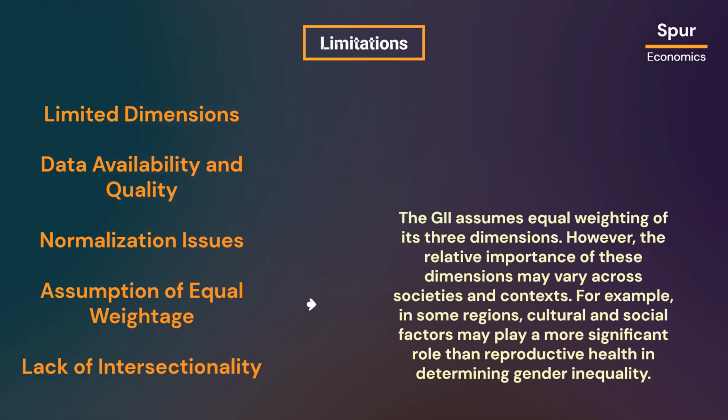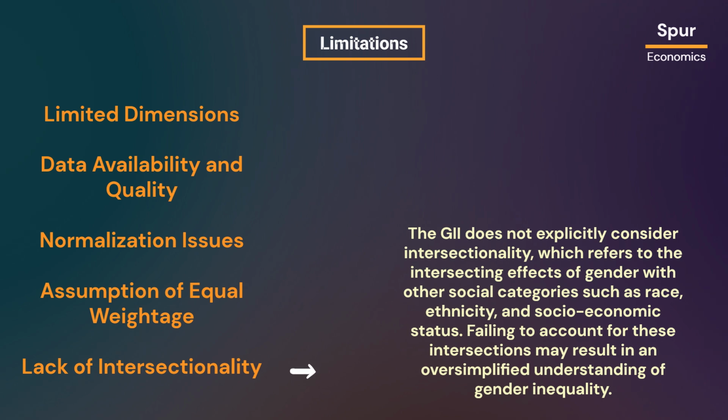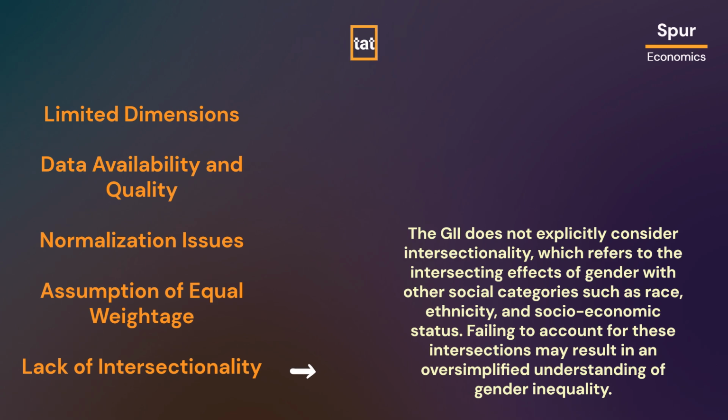gender inequality. The GII does not explicitly consider intersectionality, which refers to the intersecting effects of gender with other social categories such as race, ethnicity, and socioeconomic status. Failing to account for these intersections may result in an oversimplified understanding of gender inequality.